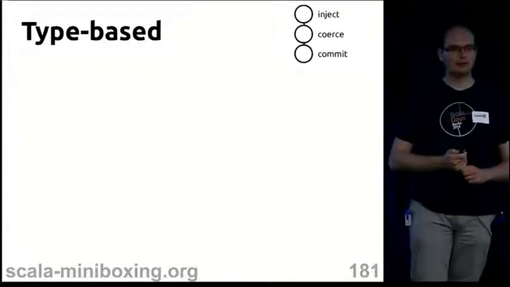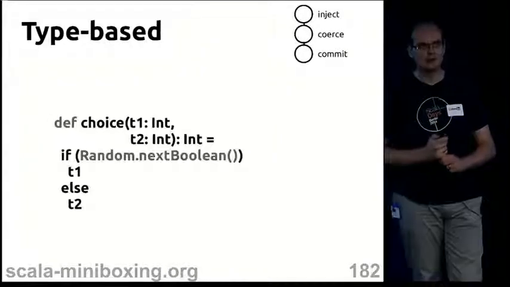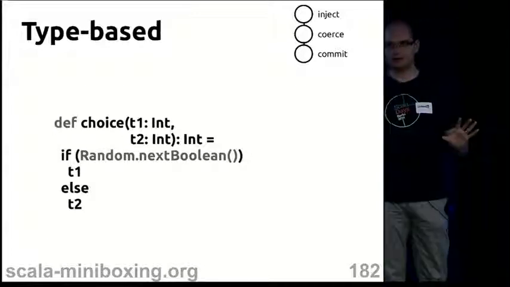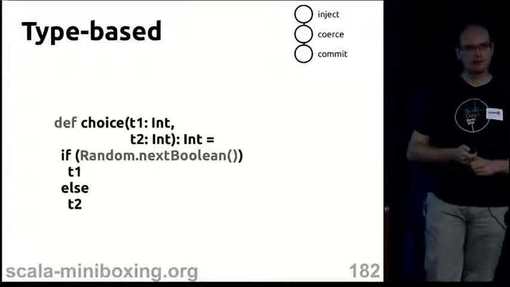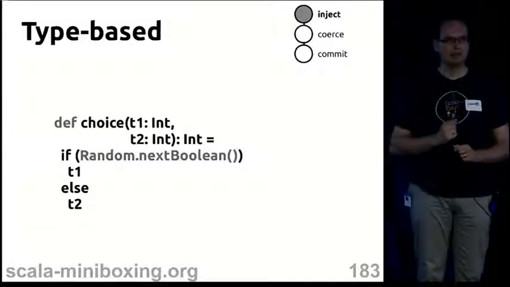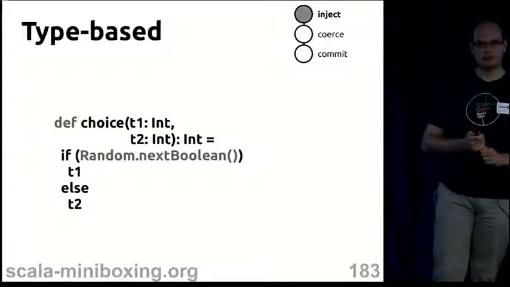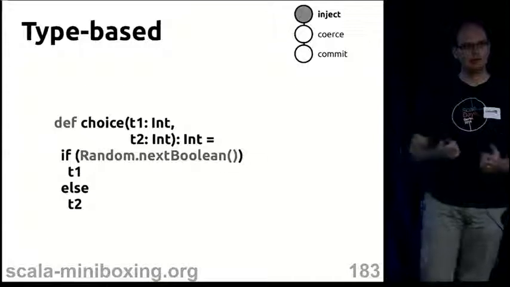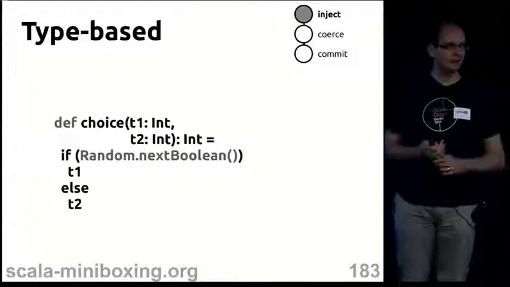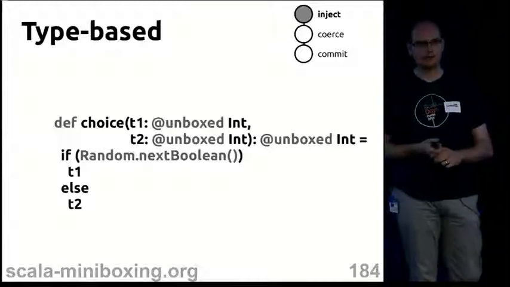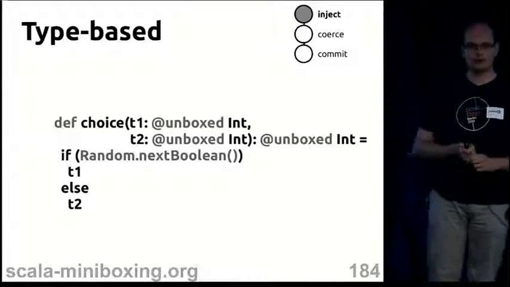Okay, we have in the corner the three phases. Let's take the choice example that we had before. We know it can be translated to something that has no coercions. Let's see if the type-driven transformation can also do that. First of all, we get to the inject phase, which will annotate the values that get unboxed. How does it do it? Well, it introduces annotated types. It just puts an unboxed in front of the int.